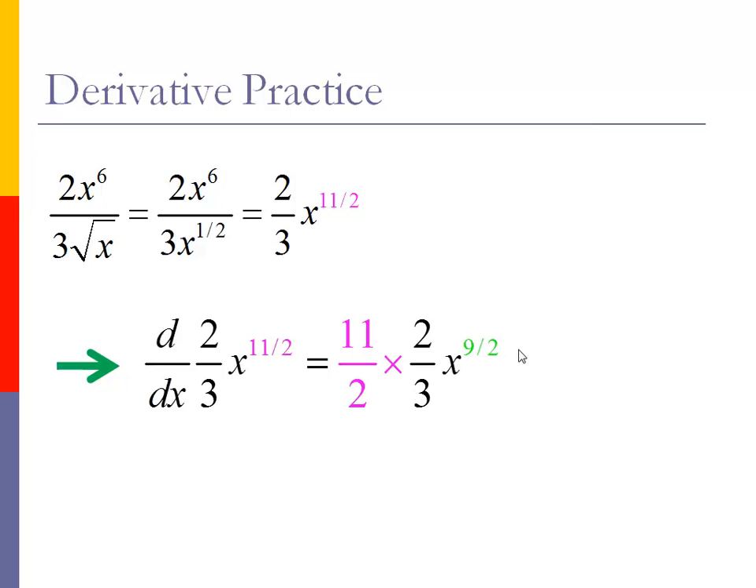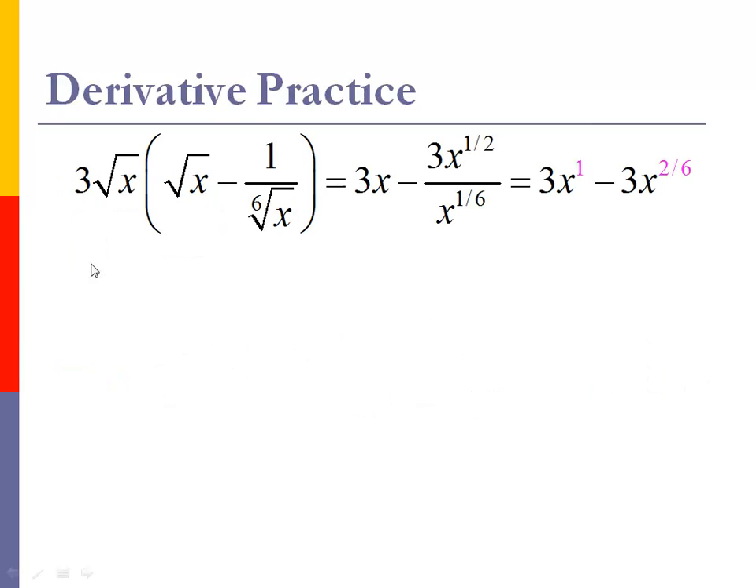And then the next thing is just cleaning up this expression. Working the coefficients, as you can see, the 2's will divide out, leaving us a nice 11/3. 9/2 is another way of saying 4.5. And so I've got x to the 4th and a square root of x. That's x to the 4 and a half for the powers. And that's just another way of writing your final answer.